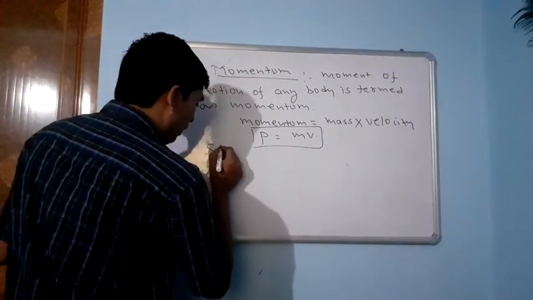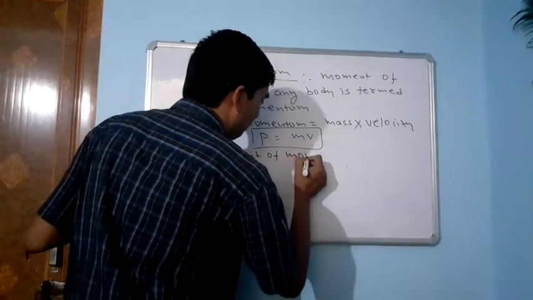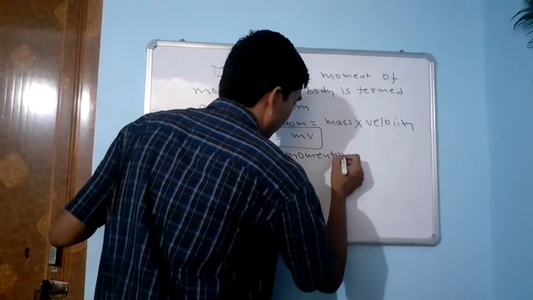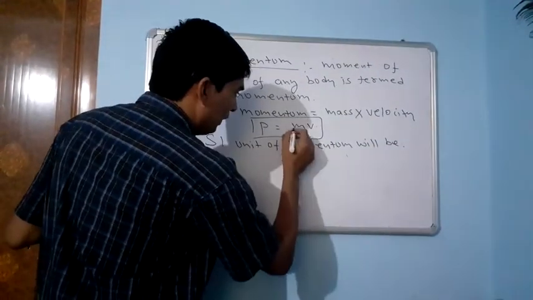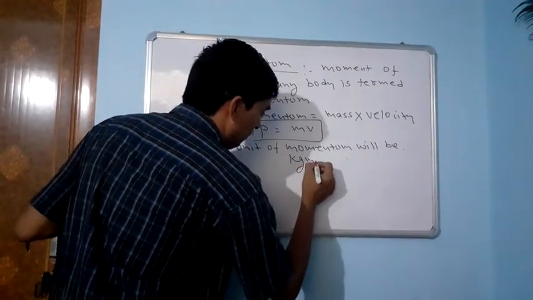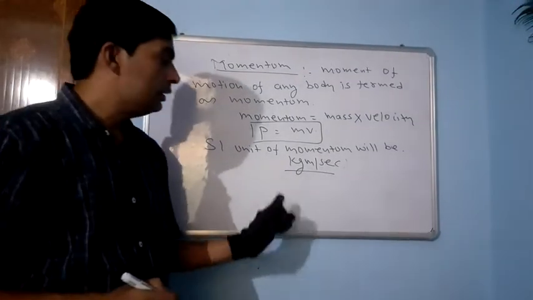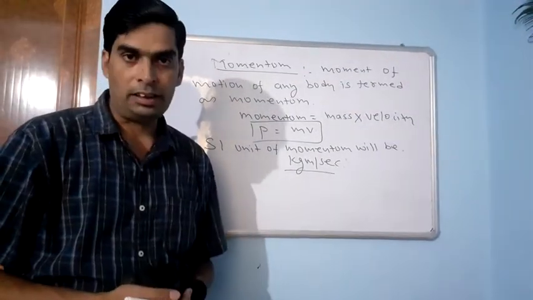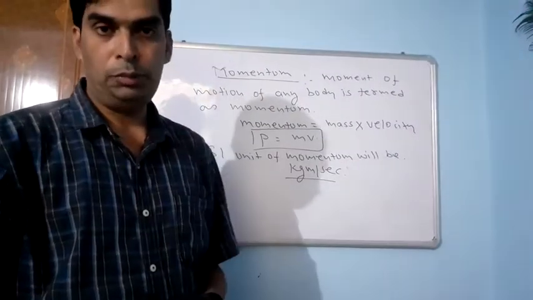What is the SI unit of momentum? What is the SI unit of mass? It's kg. What is the SI unit of velocity? Meter per second. So the SI unit of momentum is kilogram meter per second. This helps to measure the motion.